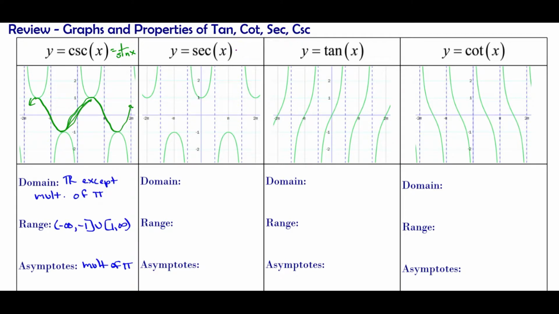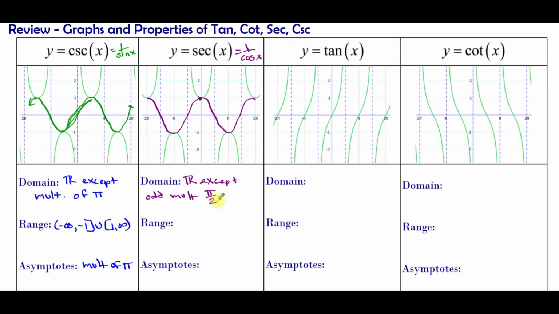Again, secant is 1 over cosine. When I see these graphs, we're going to connect the dots together here. You can see this is at the maximum point on the y-axis, so you know that's cosine, so 1 over cosine is secant. My domain here is all real numbers except where my asymptotes are, and those are at pi over 2, 3 pi over 2, negative pi over 2. So all real numbers except odd multiples of pi over 2.